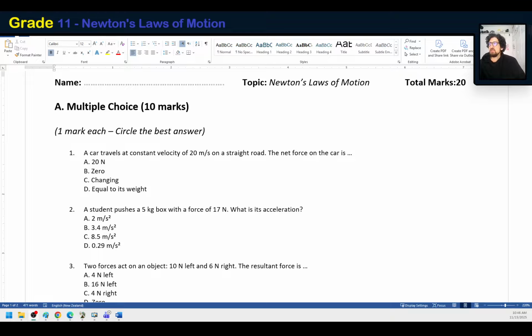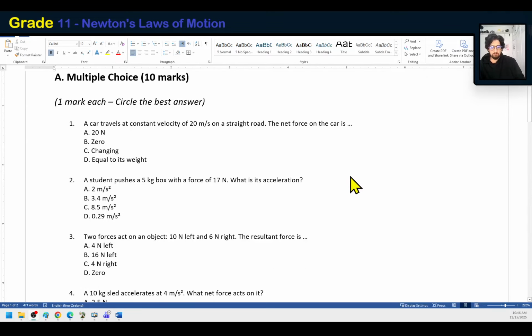Right, moving on. Let's have a look. We're talking about Newton's laws of motion. Let's go through this. So, question one says, a car travels at constant velocity of 20 meters per second on a straight road. The net force on the car is what?